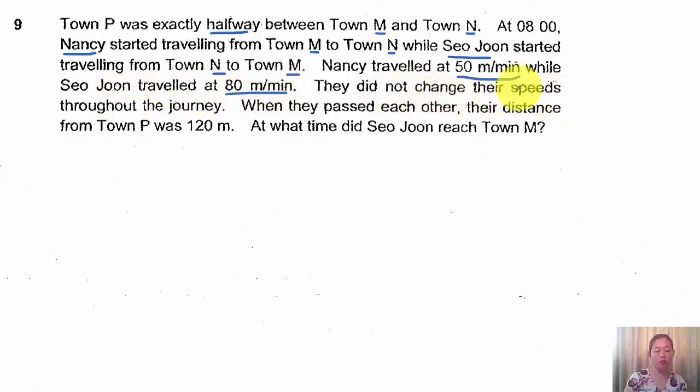They did not change their speed throughout the journey. When they passed each other, their distance from town P was 120 meters. At what time did Seo Jun reach town M? Okay, we can see that there's quite a lot of information here, so my suggestion is draw a distance line so that it can help you to understand a lot better.